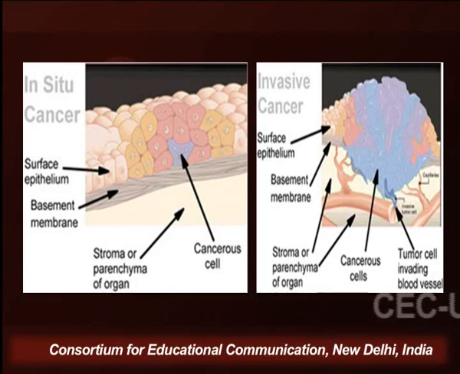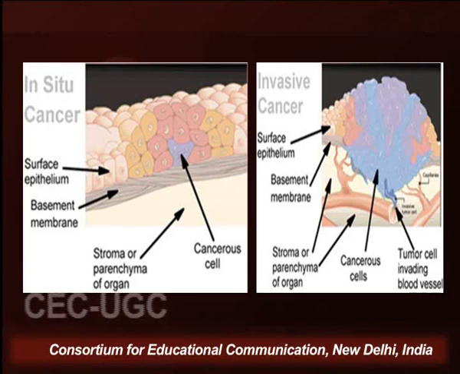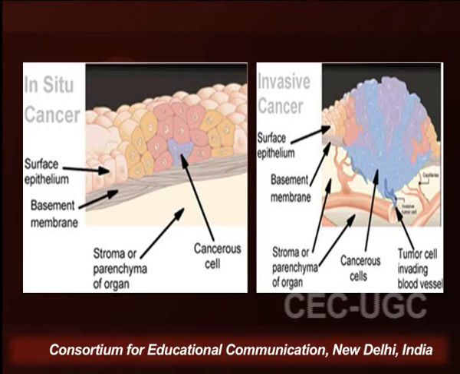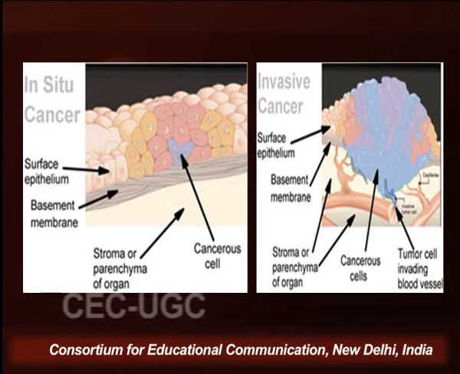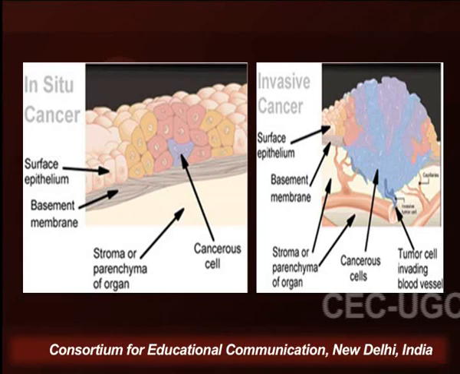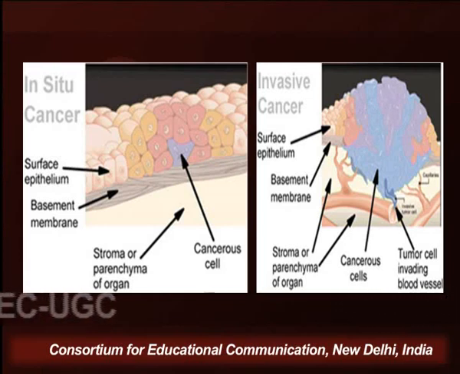This is a picture which shows in situ cancer and invasive cancer. So what is the difference between in situ cancer and invasive cancer? Actually, the important thing is that in in situ cancer here, the cancer is a deep-seated tumor, present here. But invasive cancer, what is invasive cancer? Why is it called invasive?